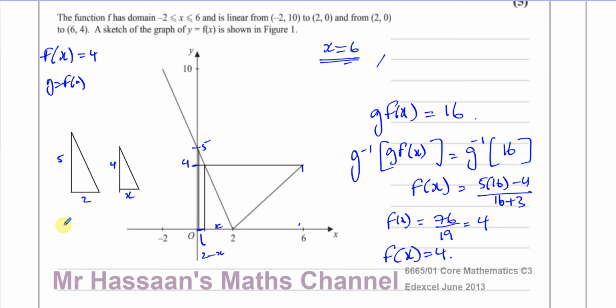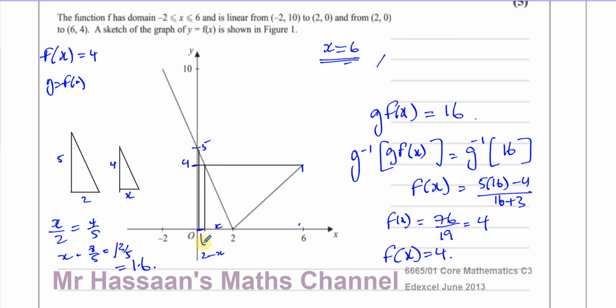So let's find what this value is using similarity. I know x divided by 2 is equal to 4 divided by 5. So x is going to be 4 times 2, which is 8 over 5. And 8 over 5 is going to be 1 and 3/5, which is 1.6. That's 1.6.